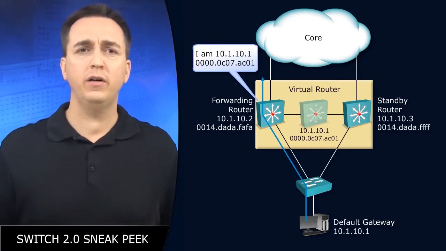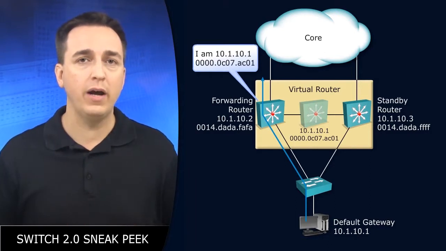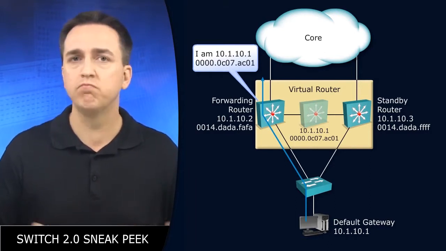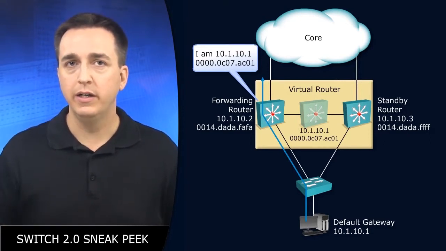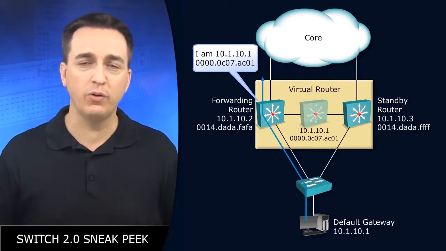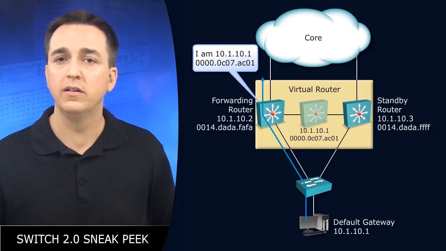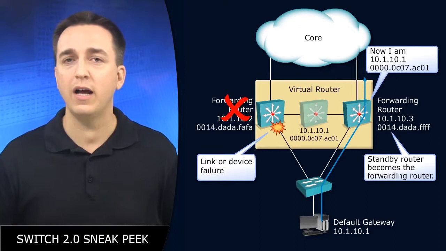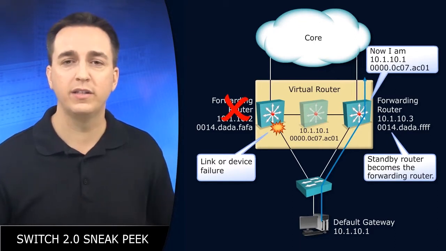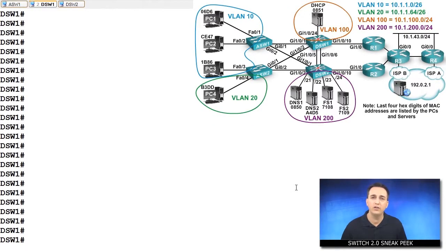Why do we want redundant default gateways? Well, we're going to have PCs that point to a particular default gateway. If that default gateway goes away, who's going to forward on its traffic that has to leave the subnet? So by using one of these first hop redundancy protocols, we can have multiple default gateways, and as a result, if one of those default gateways fail, then the other default gateway can take over and continue forwarding traffic for the client out of the subnet.